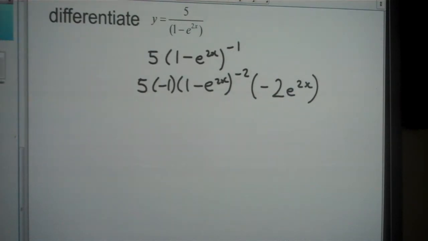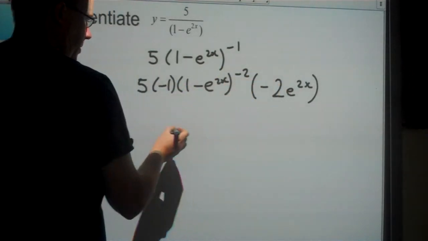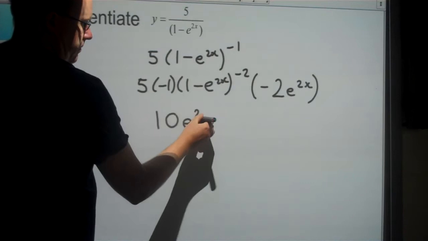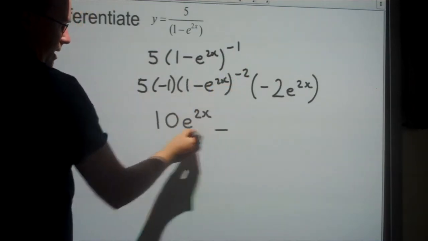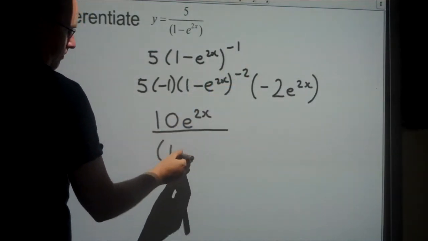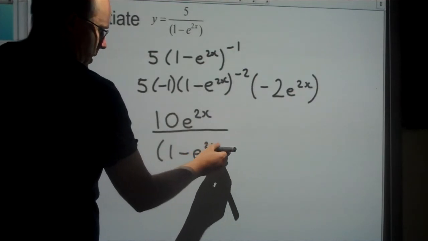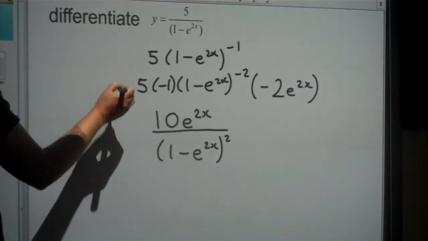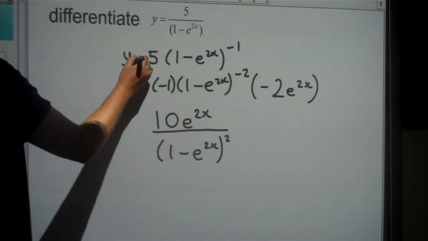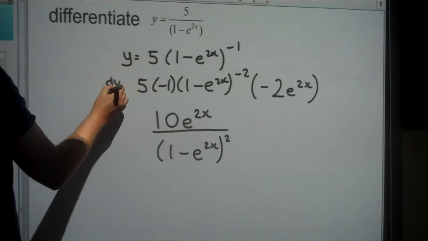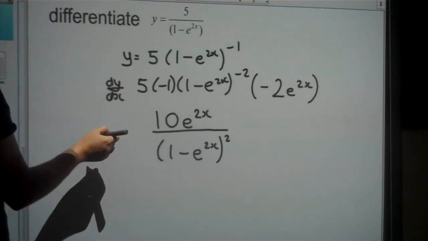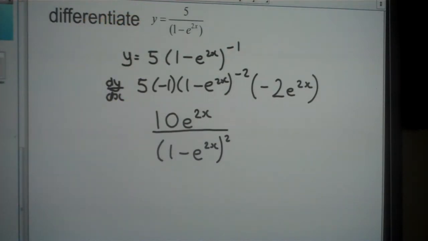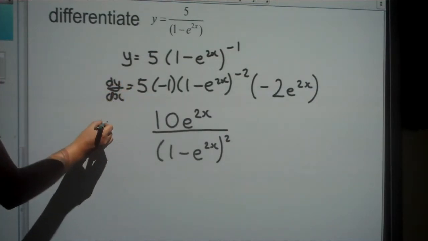Now, when it comes to simplifying this, 5 times negative 1 times negative 2 is 10. E to the 2x. This with a negative 2 means I can bring this to the bottom. And then I can put squared. So this is what dy by dx would equal. So this was y, and once I differentiated, dy by dx. Also remember, it could just be f of x, and then you can put f prime of x for your differential as well.